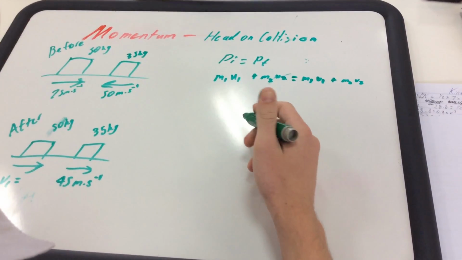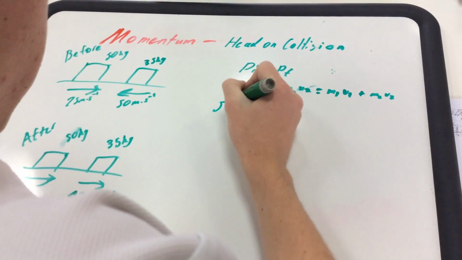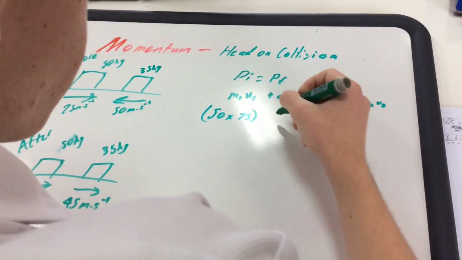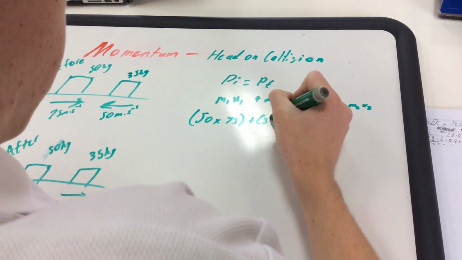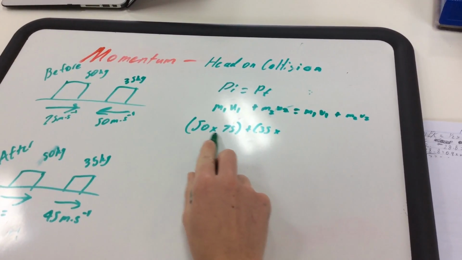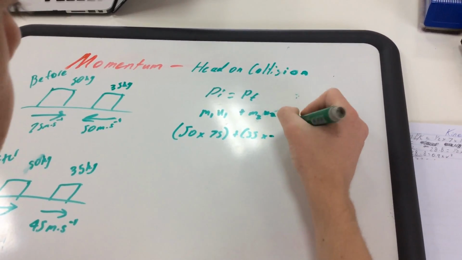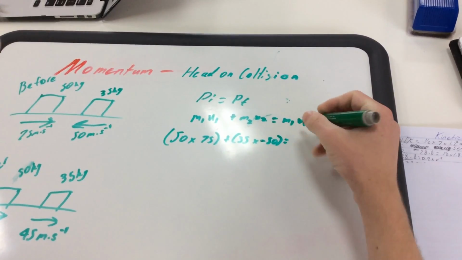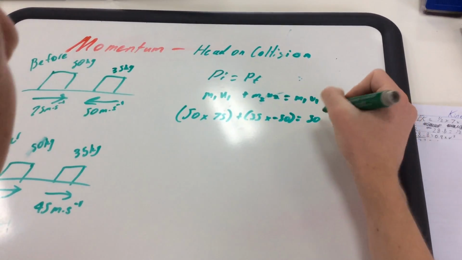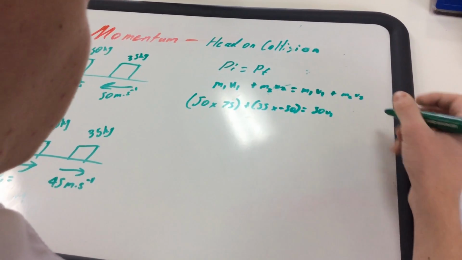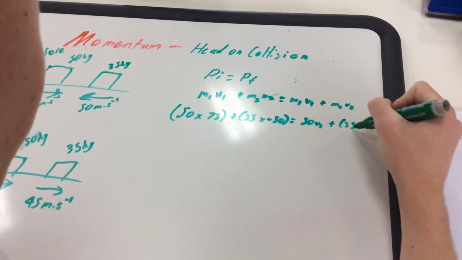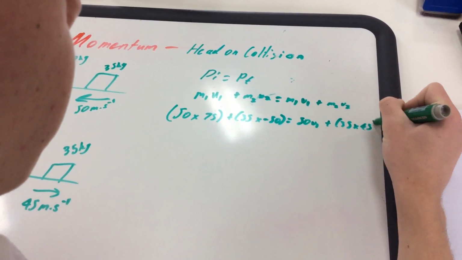If we were to sub in all of our values here, we would get 50 times 75 plus 35 times, and now since the second car is going in the opposite direction of the first, that shall be a negative, so negative 50. And that will be equal to 50 again, because it's the same car, but since we don't know its velocity, we'll just keep V1 here, and that is in addition to 35 times 45, its new velocity.